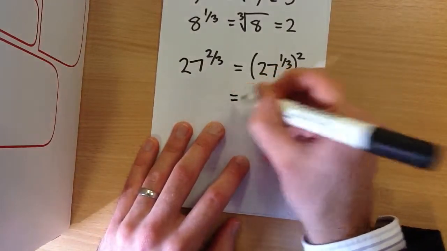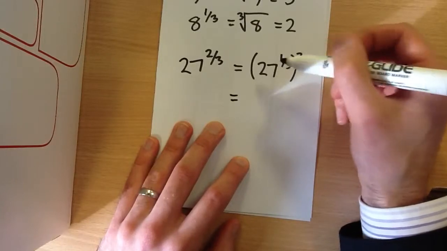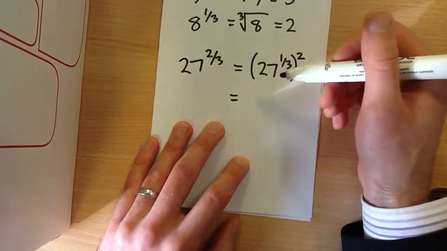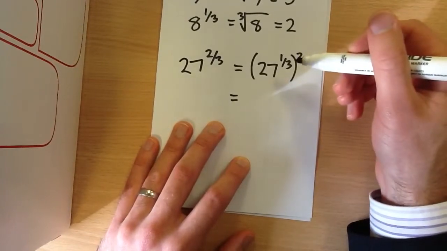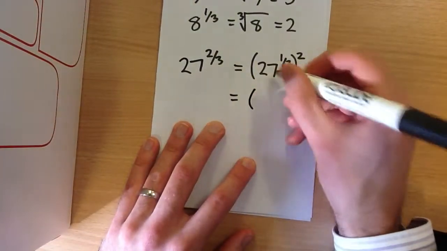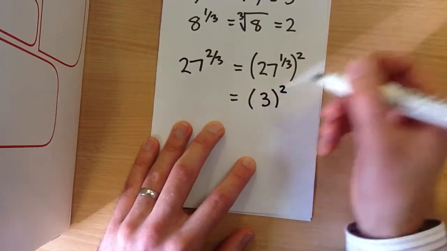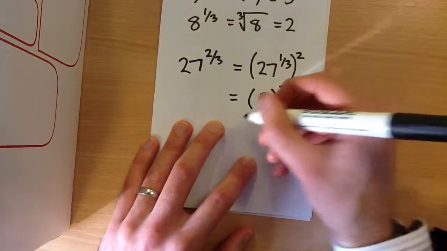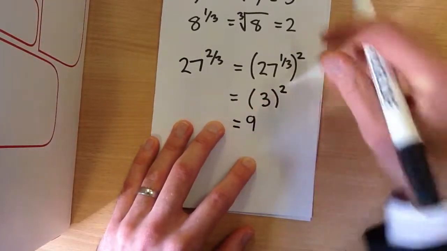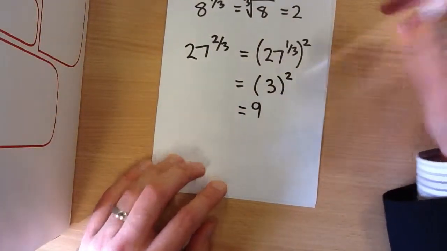So remember that 27 to the power a third is like saying, what is the cube root of 27? So what number times by itself 3 times gives me an answer of 27? The answer to that is 3. And then I just remember the squared on the outside. And we know the answer to 3 squared, that's 3 times 3, so that's 9. So the answer to 27 to the power 2/3 is 9.